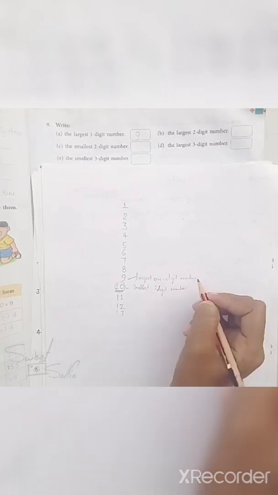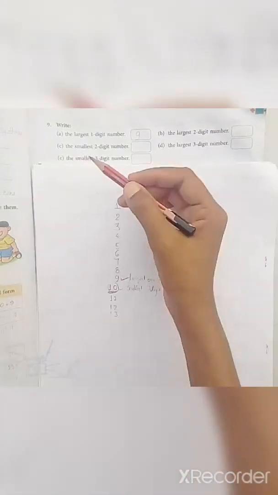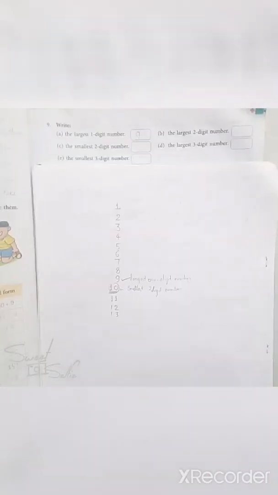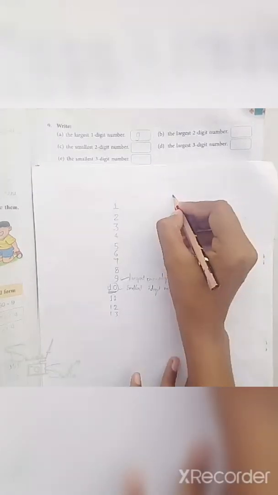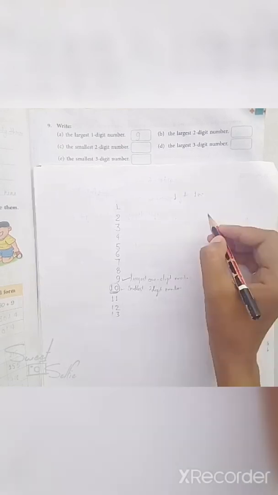Okay, so in B, the largest two digit number. Largest two digit number means in numbers 1 to 100, tell me the number that comes before 100. The number that comes before 100 is 99.